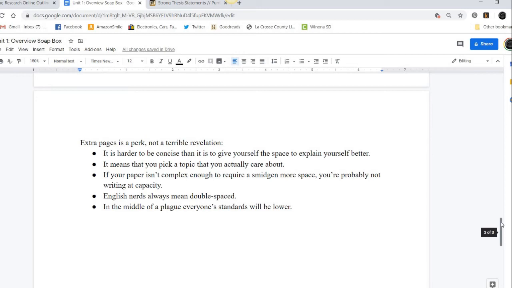This will also be my pitch for outlines. If you don't have enough complexity that you would like to help your human brain out by making an outline to remember it all, you're probably not working at capacity. You're probably working under complexity. English nerds always mean double spaced. So, 6 to 8 pages or 8 to 10 pages double spaced is not nearly as bad as you think in the first place.